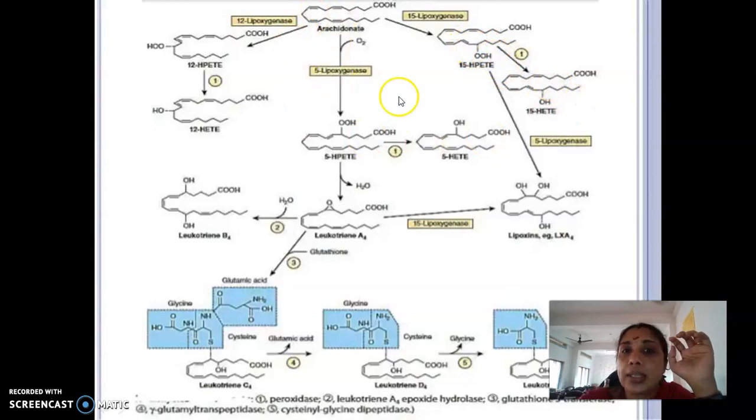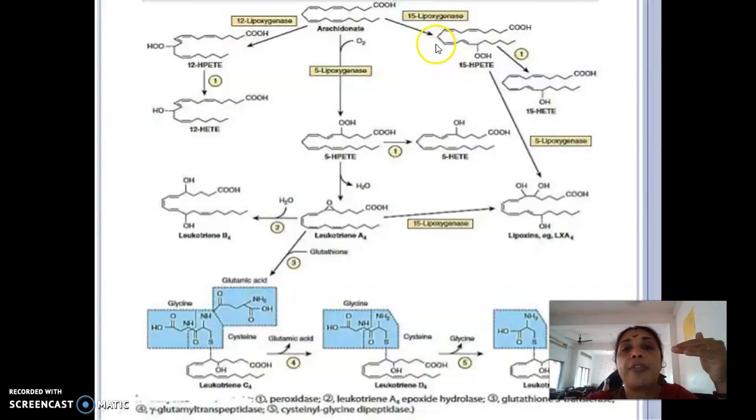Right? So there are three classes of HPETEs, and all of them are formed by the lipoxygenase enzyme itself. But the name varies. If it is catalyzed by 5-lipoxygenase, it results in the formation of 5-HPETE. If it is catalyzed by 12-lipoxygenase, it results in the formation of 12-HPETE. And if it is catalyzed by 15-lipoxygenase, the arachidonic acid is converted into 15-HPETE. Right? So these are the compounds first formed. This is not the leukotriene. Now the leukotriene has to be synthesized.